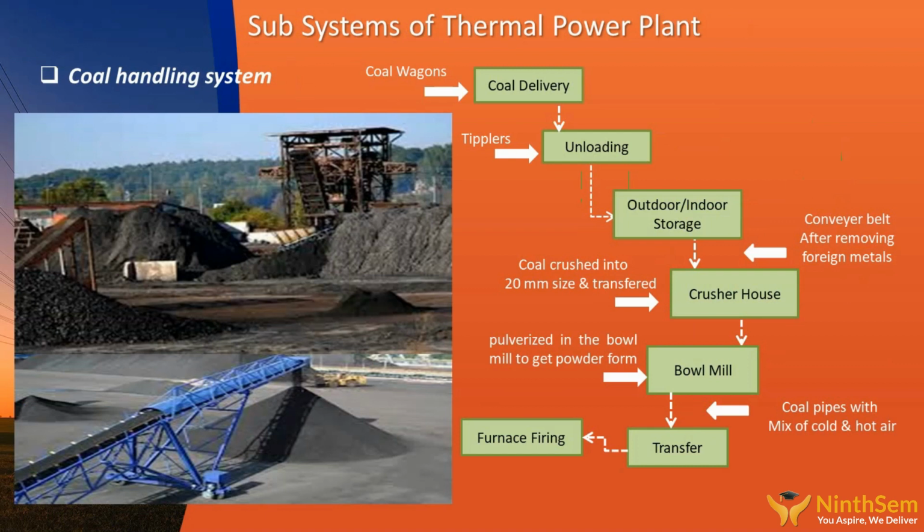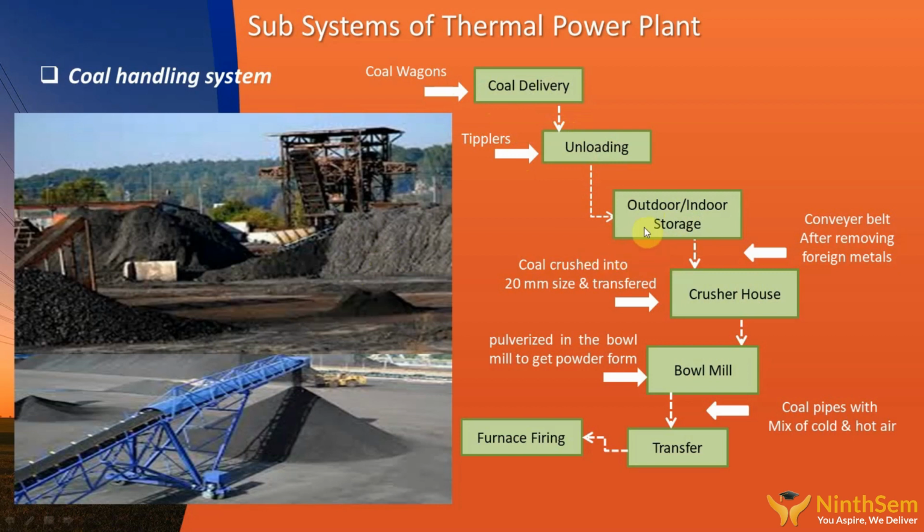So the first system is a coal handling system. The coal is transported from the port or nearby coal mines through coal wagons, railway trucks, or trucks. The coal is delivered and unloaded through the tipplers. Once it's unloaded, it is stored in outdoor and indoor storage like this.